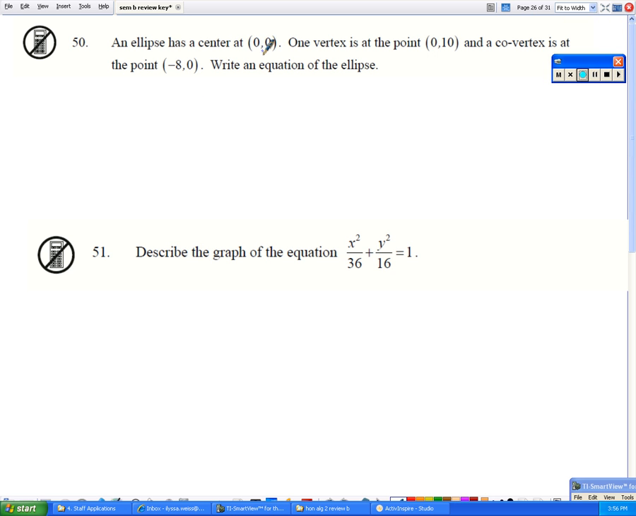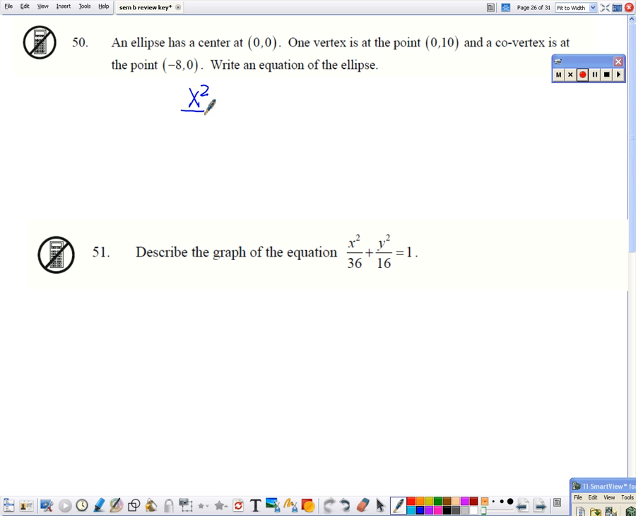An ellipse that has center 0, 0, so that's x squared over plus y squared over equals 1. If the vertex is at 0, 10, and a co-vertex is at negative 8, 0, that means it's an ellipse that's more vertical. So a squared is under y, and b squared is under x. Well, 10 is going to be our a value, and negative 8 is going to be the b value, or 8. So we get x squared over 64 plus y squared over 100 equals 1.